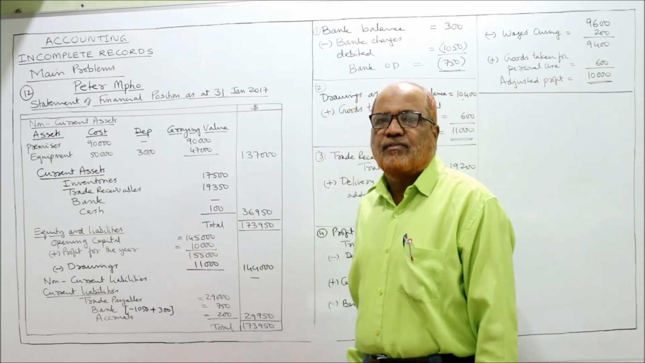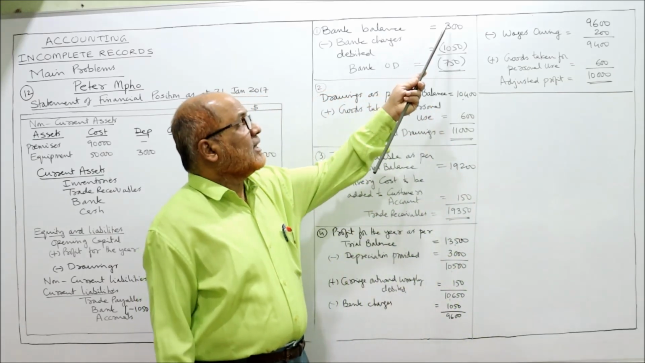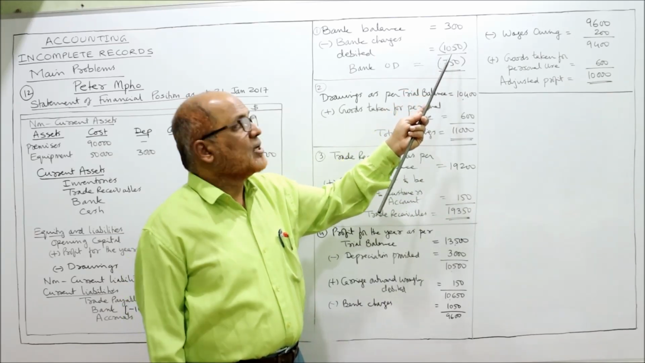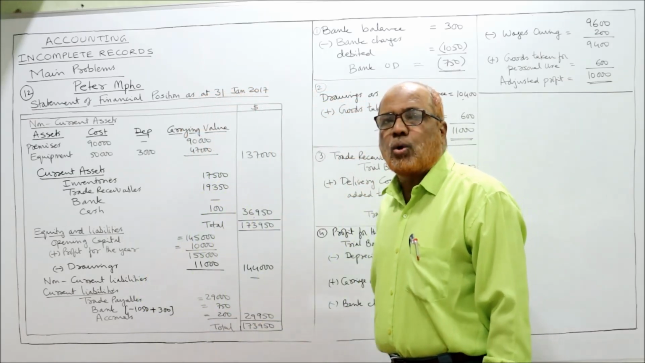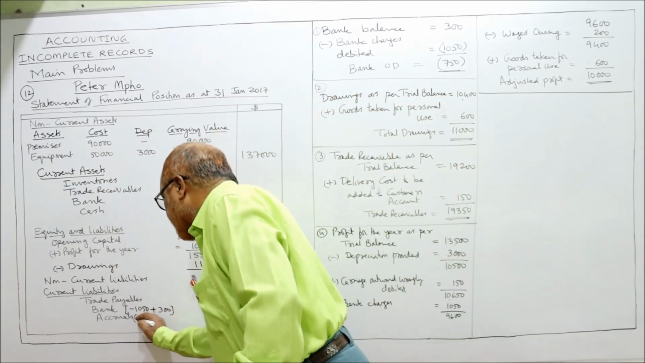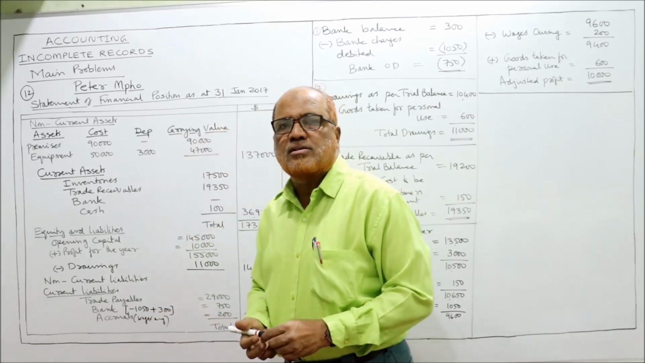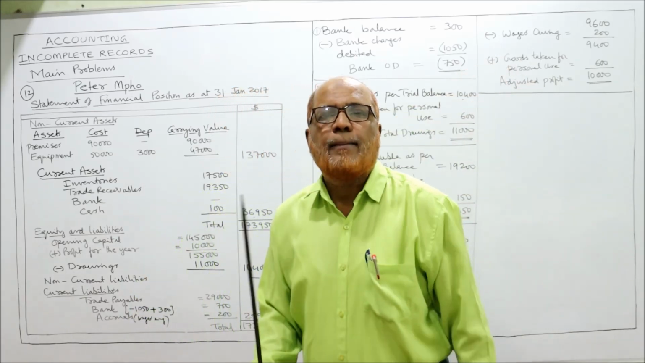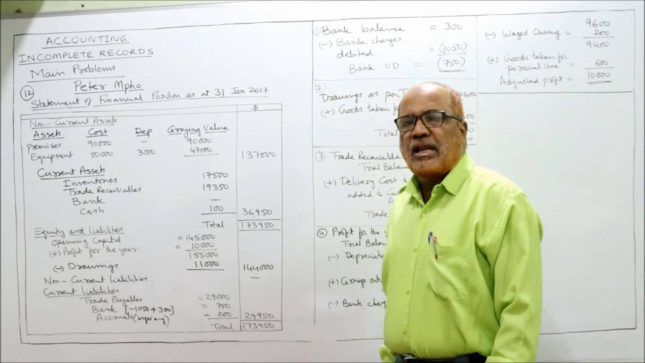Bank overdraft 750. How we got this overdraft, I told you. 300 was there in the bank, but the banker has taken 1,050 bank charges. So there is a negative balance of 750. That is the bank overdraft. Accrual. This accrual is nothing but the wages outstanding, wages owing. Accrual is wages owing, that is 200. That is a liability. Wages outstanding is a current liability. So 200. Now take the total of these three, 29,950.